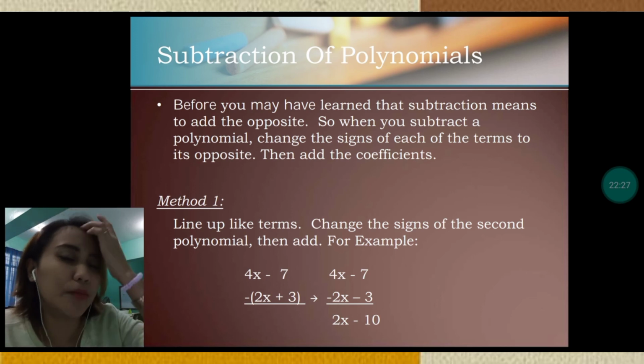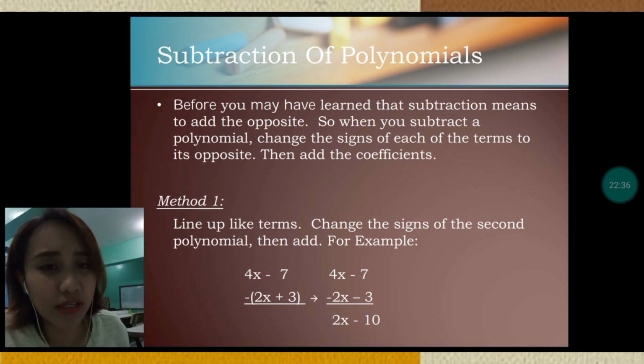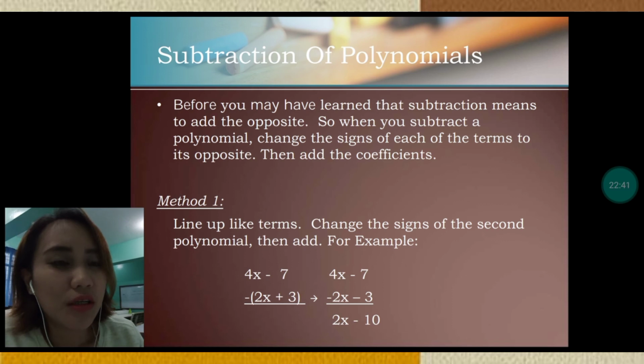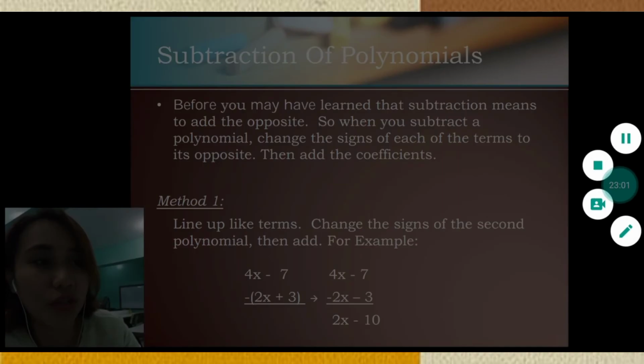For example, given 4x minus 7 minus 2x plus 3. So arranging the terms, again, constant to constant, then similar terms. We change the sign of the second polynomial. Since that's positive 2x, we change that into negative 2x, and since it's positive 3, we change that into negative 3. So after changing the sign, we proceed to addition.